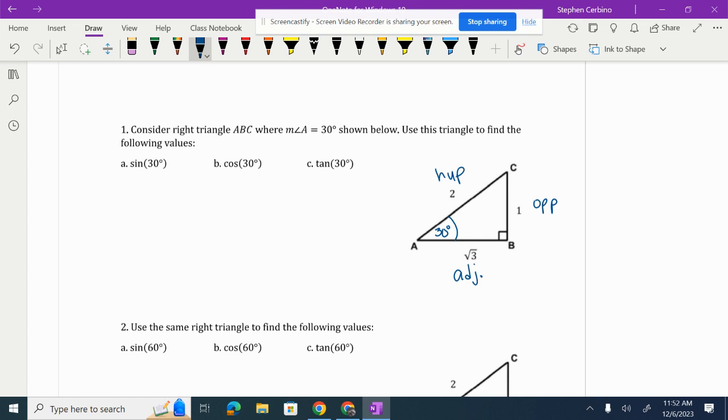So if we go through here and we do the sine of 30, well, if I'm talking about 30, the opposite side is 1, because sine represents SOH. So that's how we can show that. Cosine represents CAH, and tangent represents TOA. That's a quick way of remembering it. So if we're talking about sine, this is the opposite side over the hypotenuse side. So that ratio is 1/2.